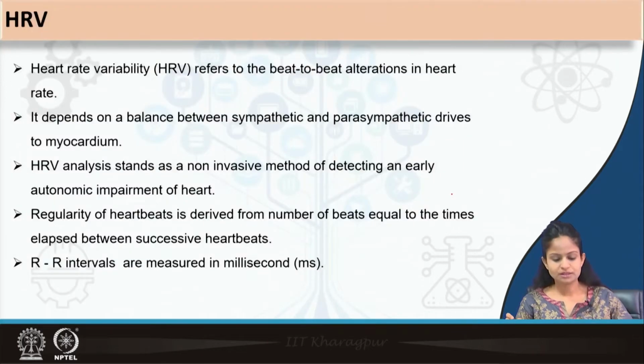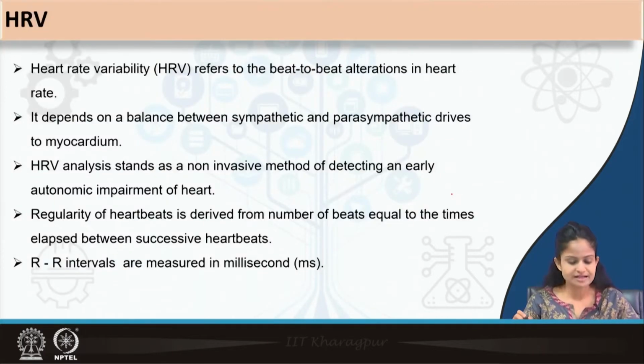Now, moving on to the main topic, heart rate variability. Heart rate variability refers to the beat to beat variations or alterations in the heart rate. Our heart rate is not constant, and it should not be constant. At rest, suppose my heart rate is 70 beats per minute. Whenever I am talking, walking, exercising, standing, sitting or lying down, there should be variation of heart rate, because finally it is the tug of war between the sympathetic domain and the parasympathetic domain.